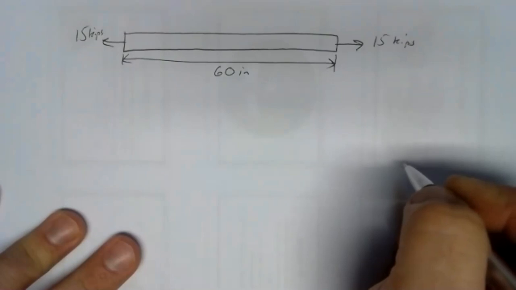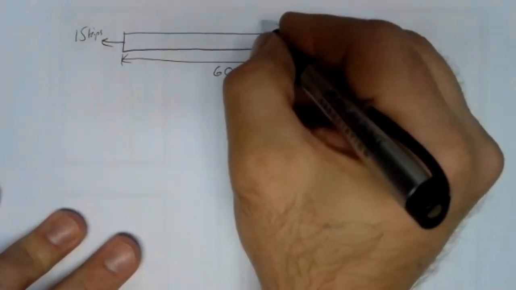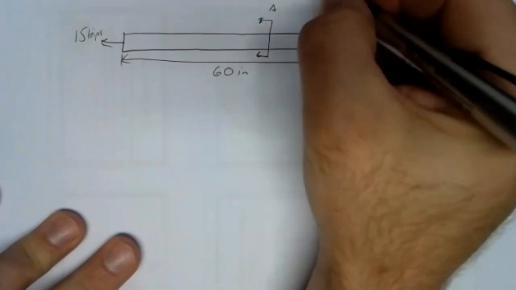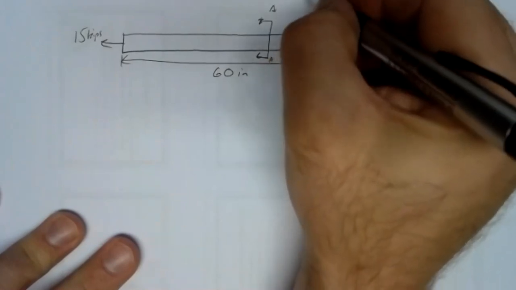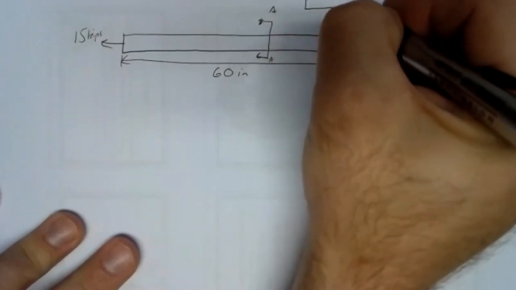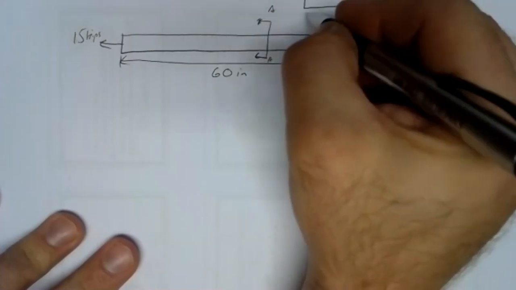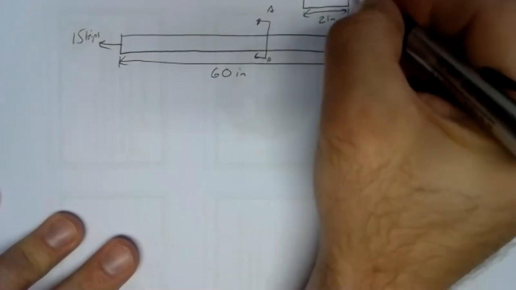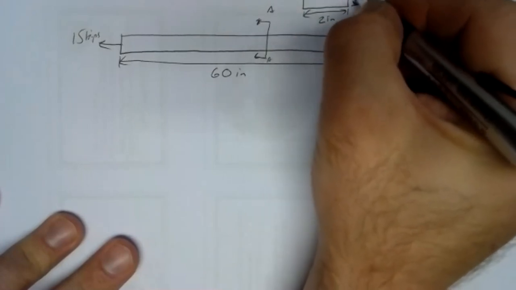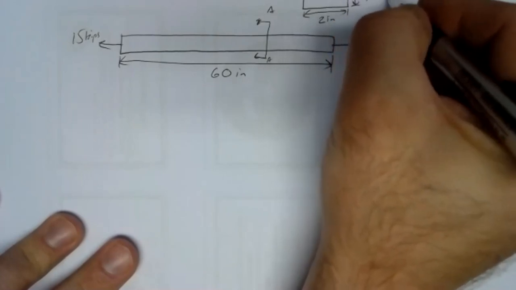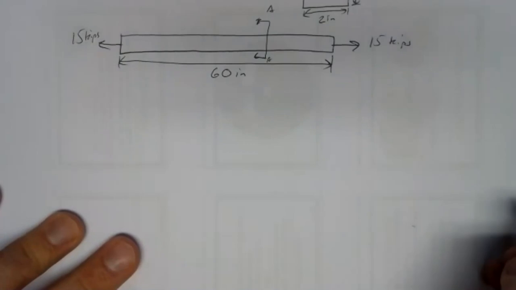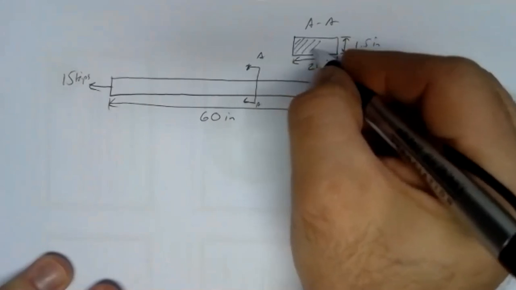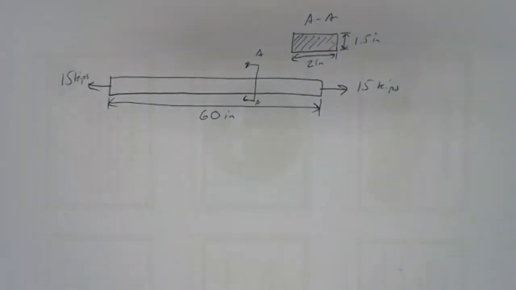That member is going to have a length of, say, 60 inches. And the cross-sectional area, if I draw a little cross-section here, we'll make cross-section AA. We'll make it kind of a plate. We'll have, let's say, 2 inches that way by 1.5 inches that way. So that's our section AA. That's what our cross-section looks like.